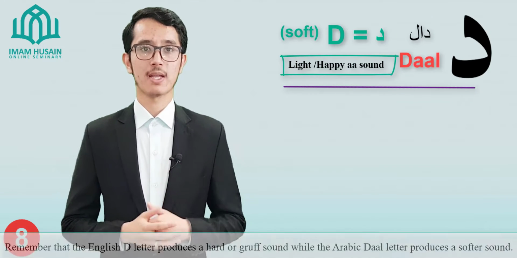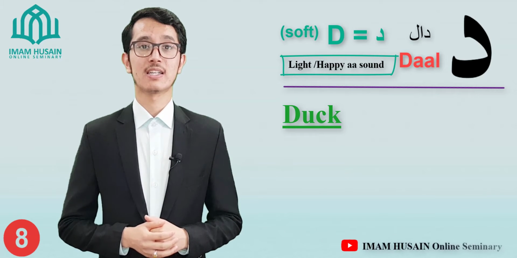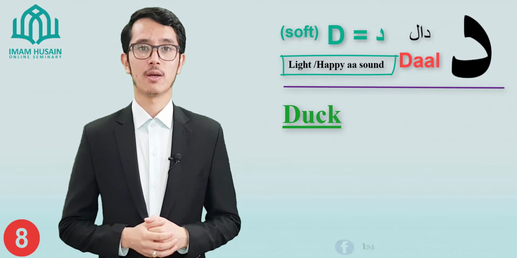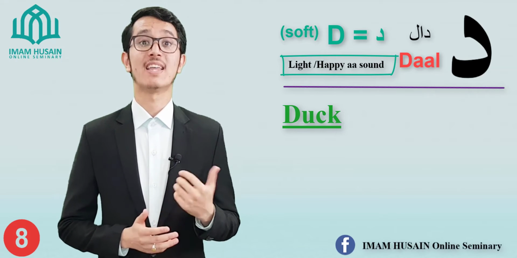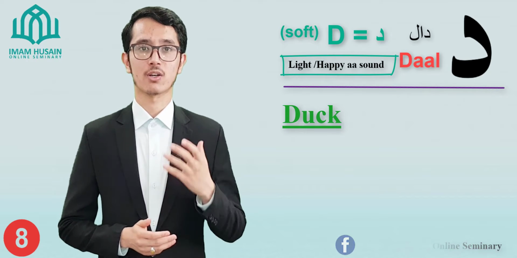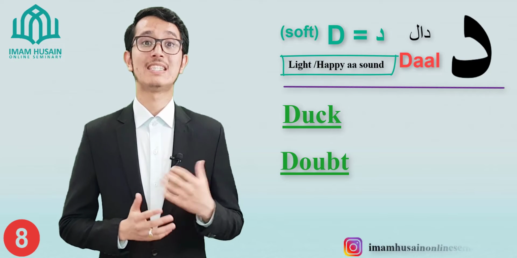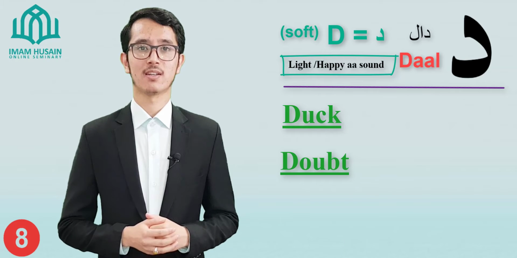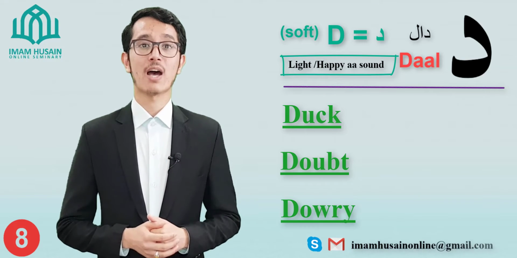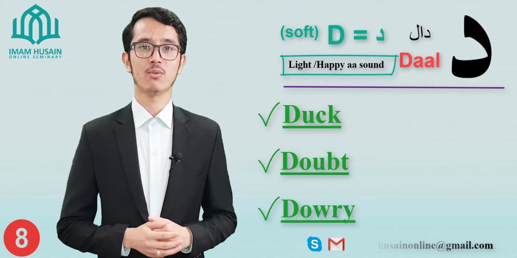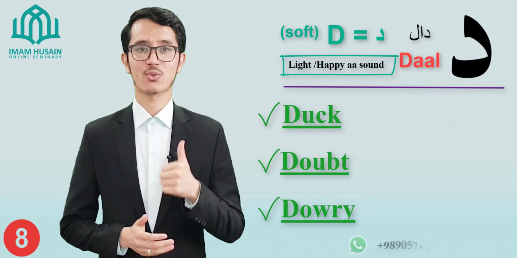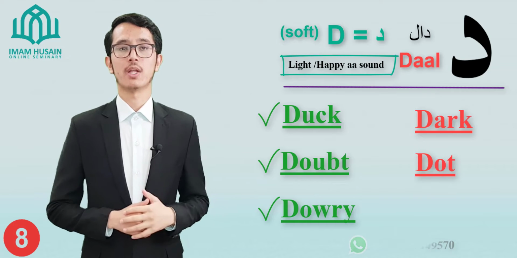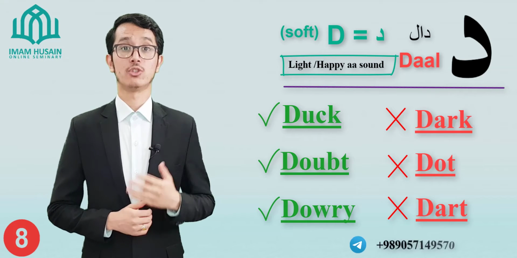So can you say with me the word duck? Harder or heavier D sound. Now make it softer D sound. Duck. Great. The next word, doubt. Make it softer D sound. Doubt. The other one, dowry. Make it softer D sound. Dowry. That's great. So remember that it does not produce an A sound like the word dark or dot.